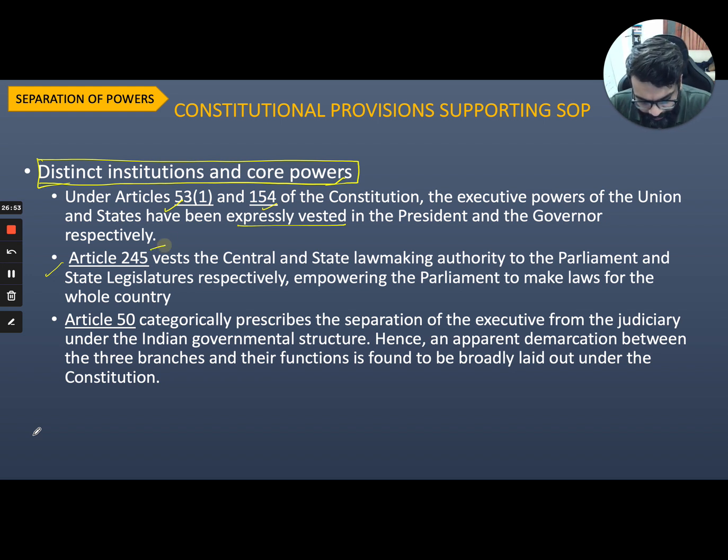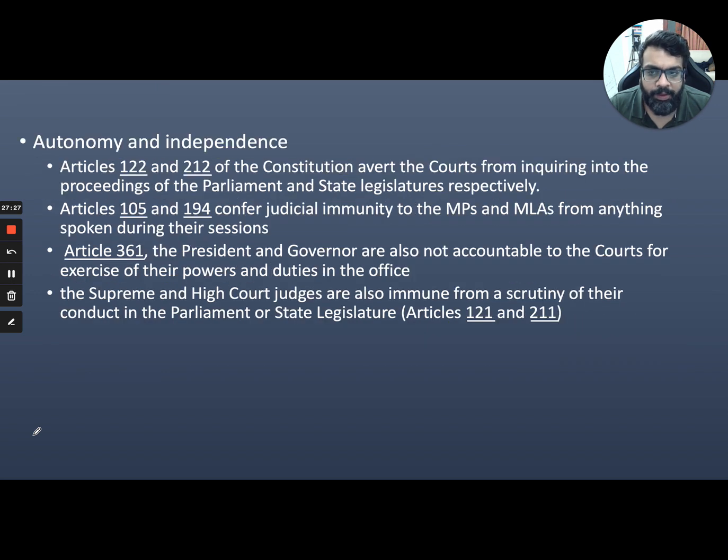Article 245 then also is supported by Schedule 7 of the Constitution, which obviously, as you would know, gives birth to the idea of a union list, a state list, and a concurrent list. And as I was telling you before, Article 50 of the Directive Principles categorically speaks of the separation of the executive from the judiciary in the government structure. And therefore, you would find that the demarcation between the legislature, executive, and judiciary is actually mentioned in different parts of the Constitution. Now let's look at how autonomy is vested.